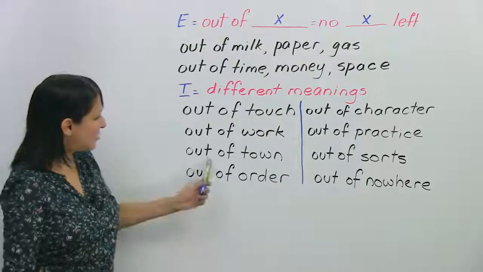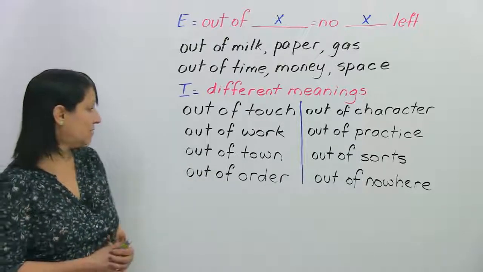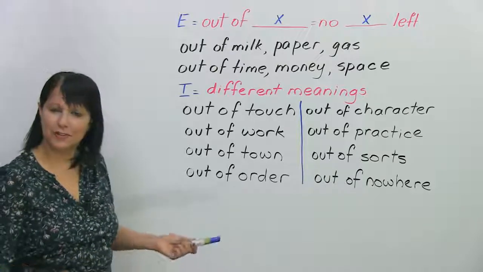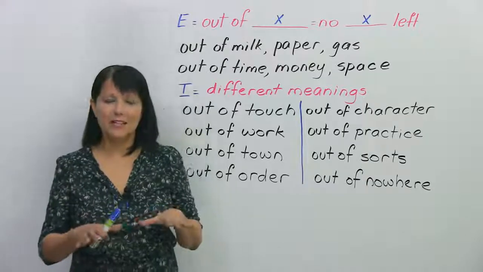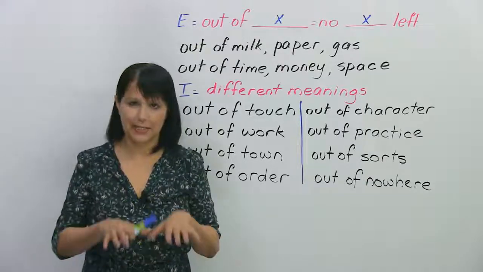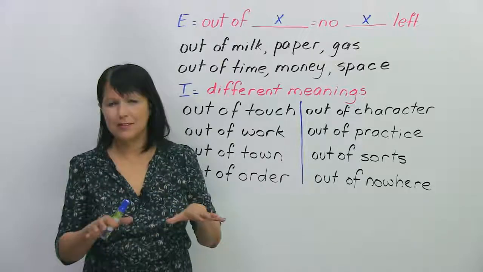All right, the next one. When you say, "Oh, have you talked to James?" "No, I haven't seen him. I think he's out of town." Okay, what does that mean, "out of town"? That means he's not in the place where he usually lives. All right, and that could be a city or it could be a town. It doesn't matter.